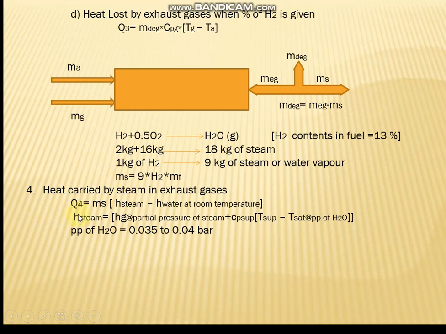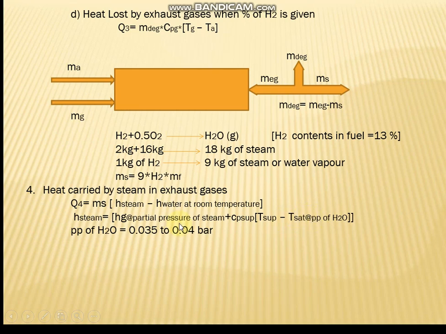So again, this is the heat carried by steam in exhaust gases. How much is carried? The mass of steam times H of steam. H of steam is calculated as Hg plus Cp (T sup minus T sat), but this is at the partial pressure of steam. If the partial pressure is not given in the numerical, we can assume 0.035 or 0.04 bar. We generally assume 0.04 bar. At 0.04 bar, we can find the values of Hg and T sat from the steam table.